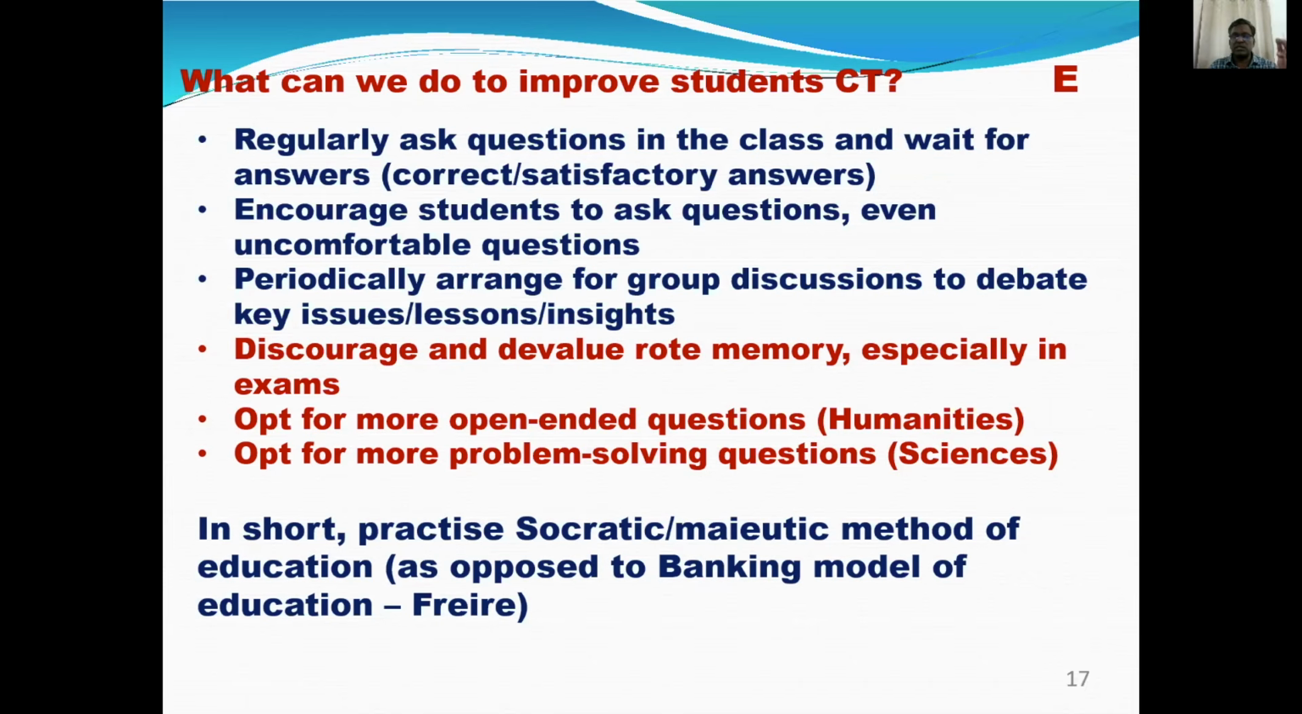Students' minds are considered empty, tabula rasa, and the teacher deposits pieces of information and they remain as information, and they are not processed into knowledge. Whereas in the Socratic method of education, Socrates says the teacher is a midwife, the teacher is a catalyst. Okay, Socrates uses the metaphor of midwife. That is why it is known as the Maieutic method of education.